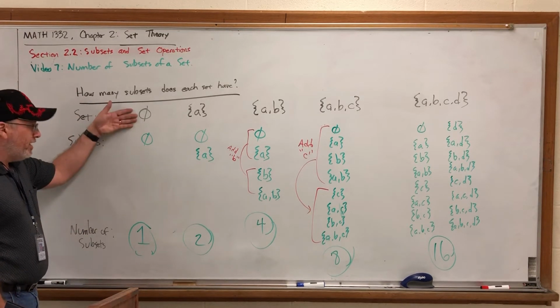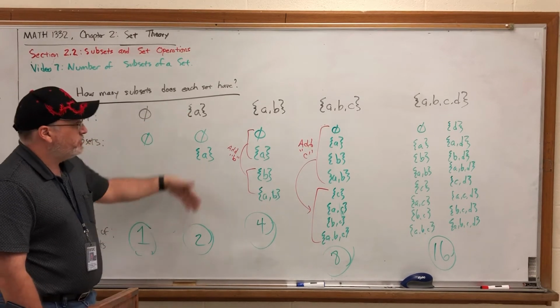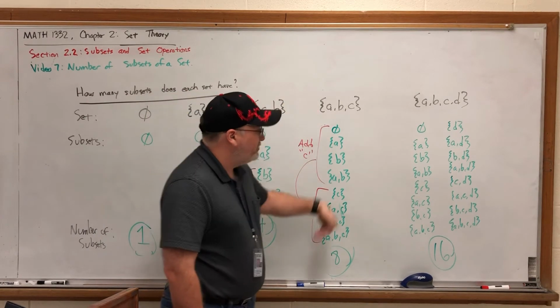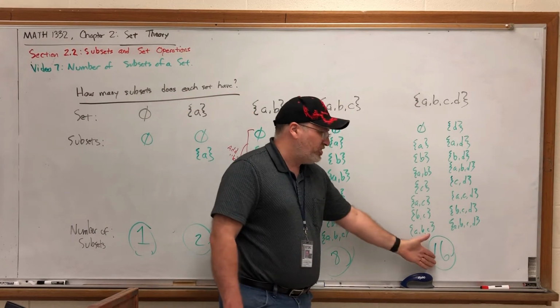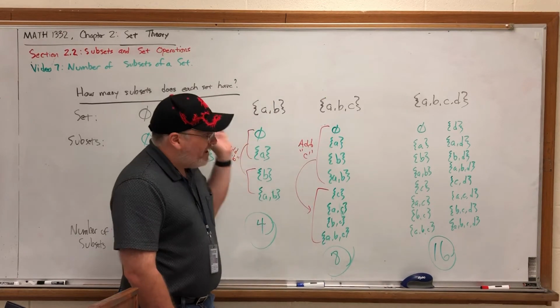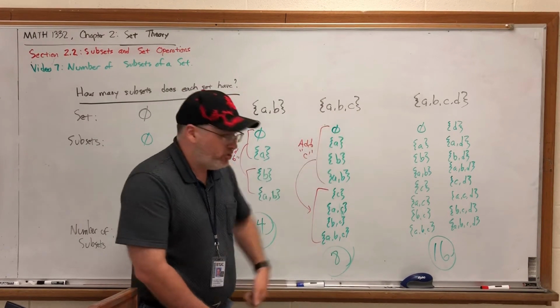When I have 0 elements, 1 subset. When I have 1 element, 2 subsets. When I have 2 elements, 4 subsets. When I have 3 elements, 8 subsets. When I have 4 elements, 16 subsets. Because if I can find that connection, then I don't have to build my way up to 10 elements. I can just say take the number 10 and do this to it.